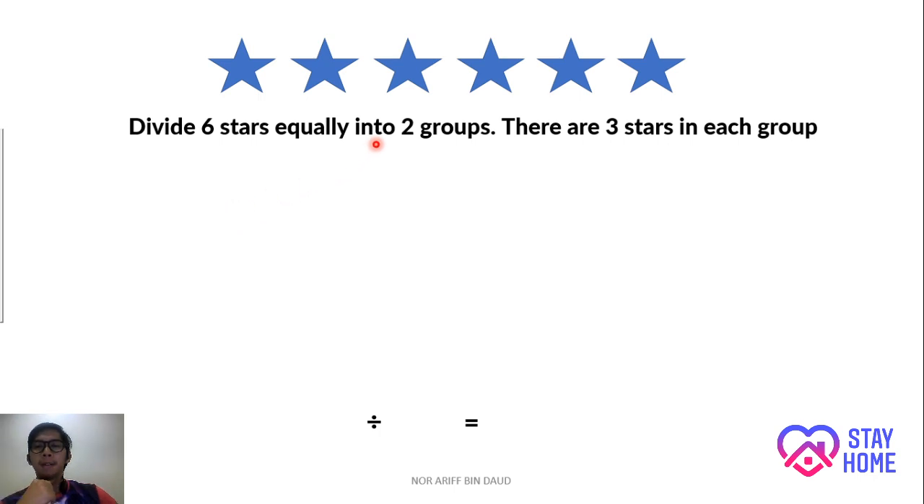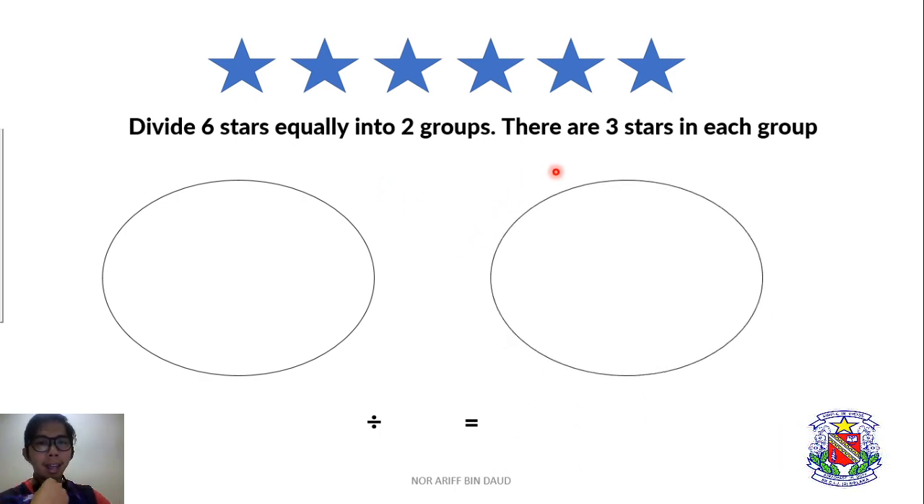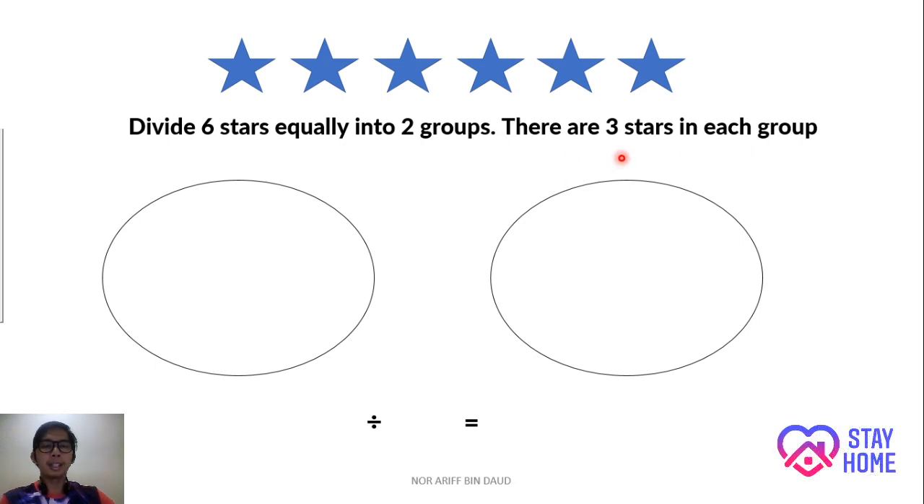So we must have 2 groups first, because they already said to divide equally into 2 groups. Now we do the groups first. I have 1 group, 2 groups. Now they already said that there are 3 stars in each group. I repeat, there are 3 stars in each group. So that means we must put the stars inside these groups, 3 stars for each group. So 1 here, 1 here, 1 here.